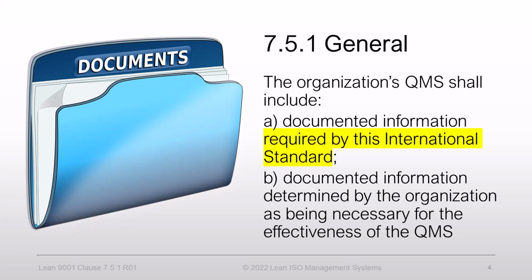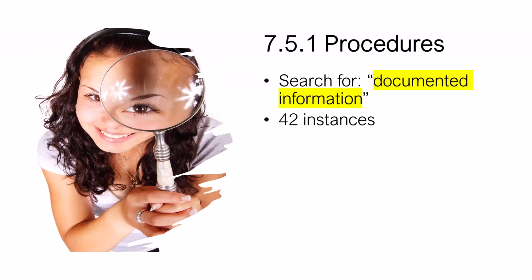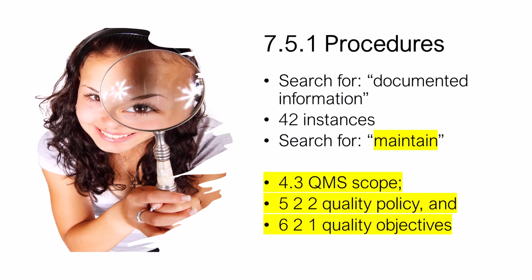This one is easy. If you search the standard for the quote "documented information" unquote, you will find some 42 instances of this term. Several of them are titles, and some are not requirements. Looking closer and focusing on the term maintain, we will find that there are only 3 required procedures. 4.3 QMS Scope, 5.2.2 Quality Policy, and 6.2.1 Quality Objectives.